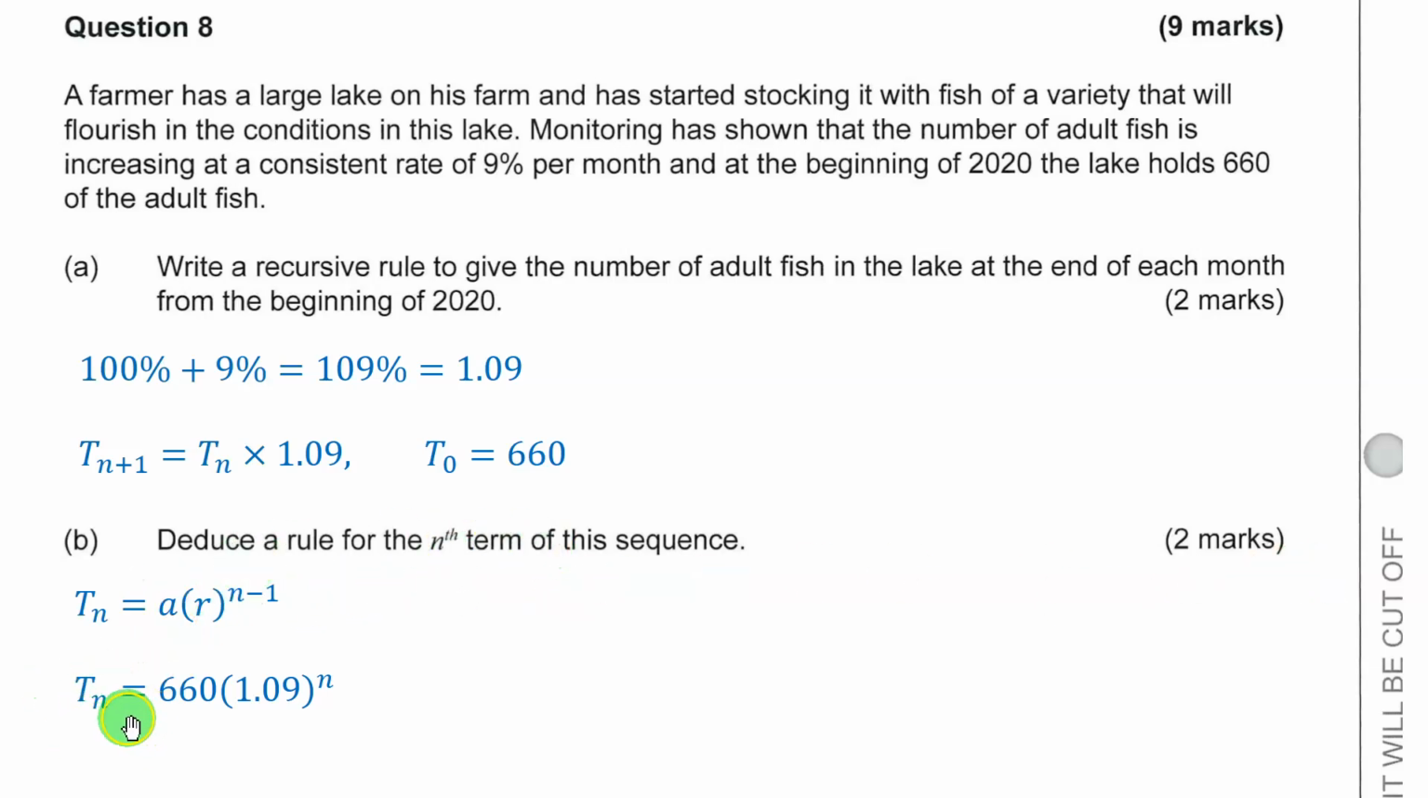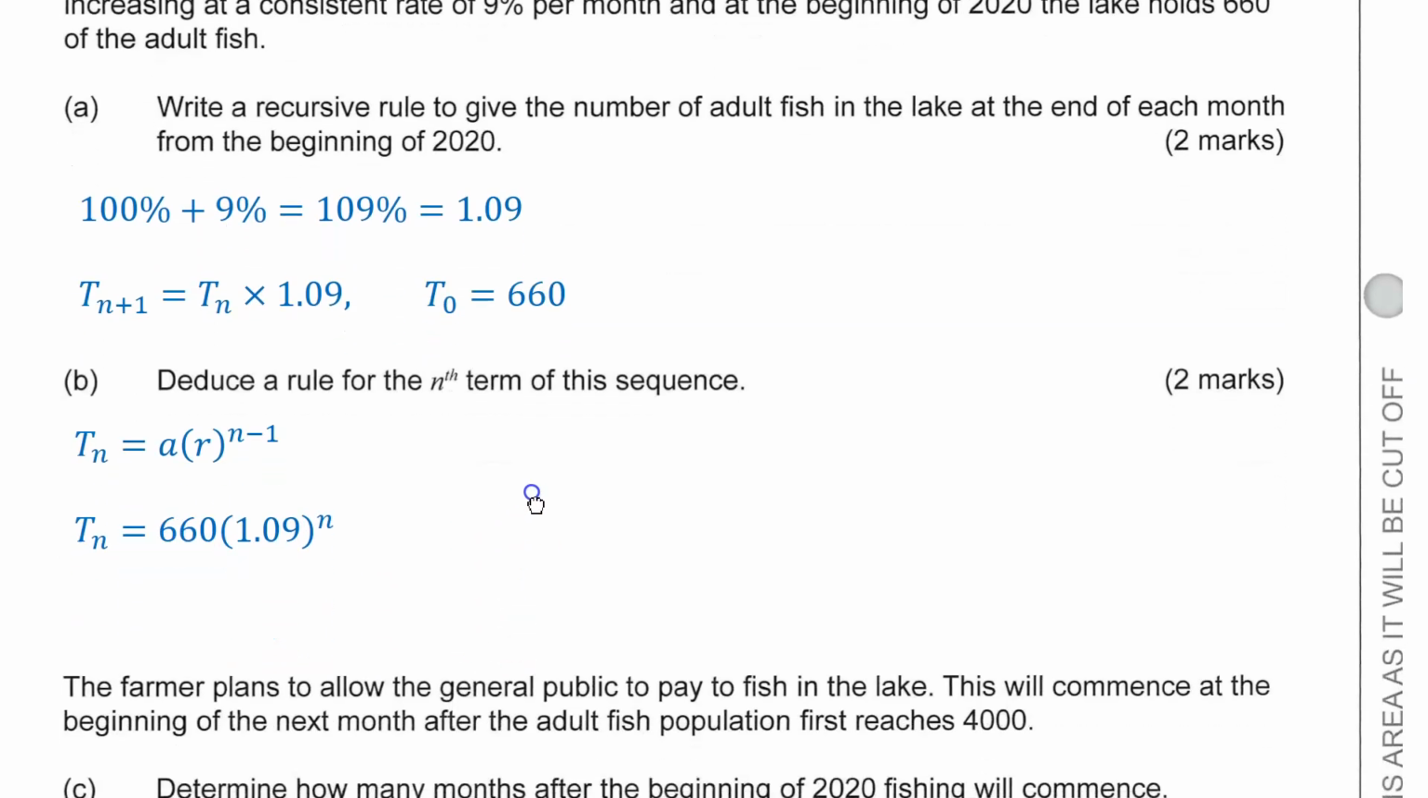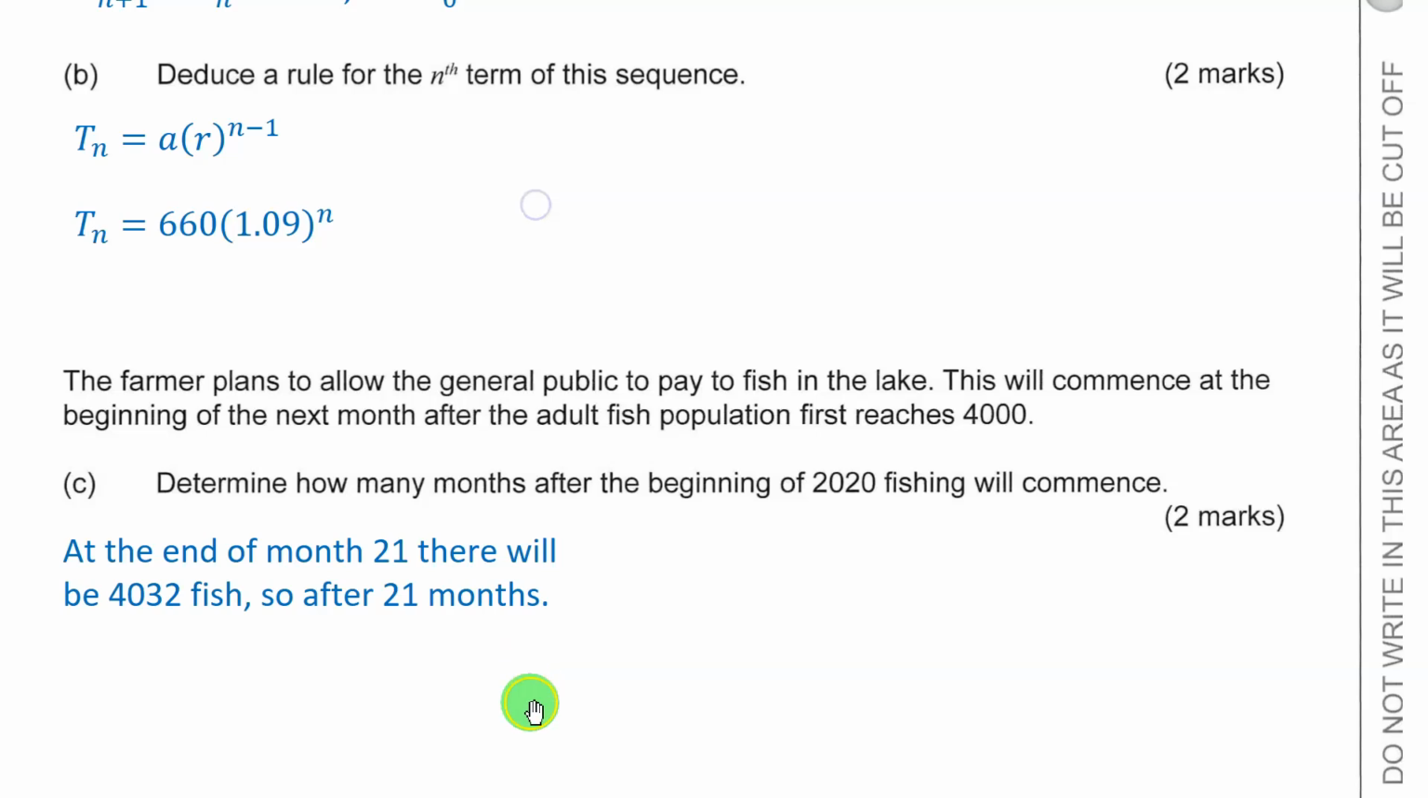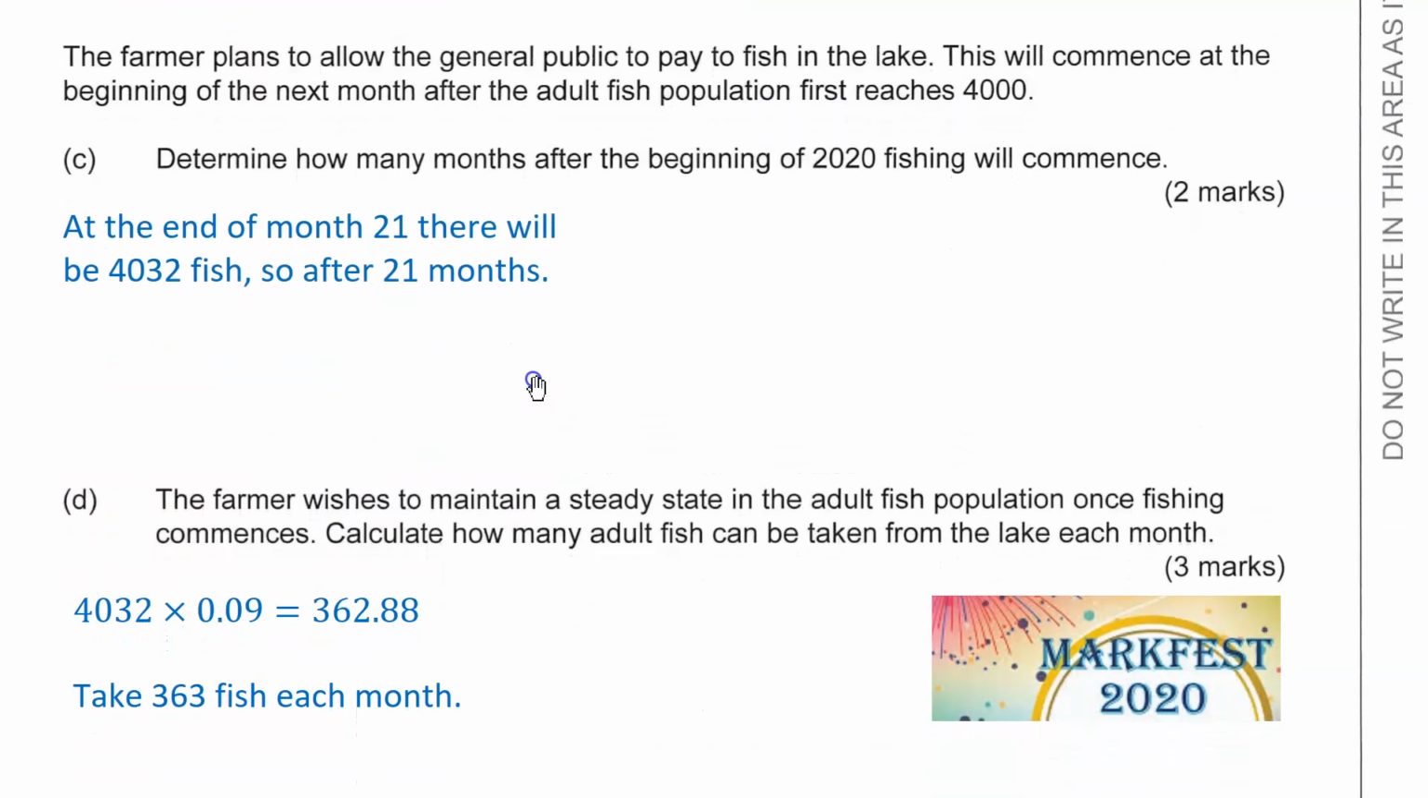The nth term is 660, the first term. The multiplier, the ratio is 1.09 to the power of n. So, so far so good. Then the next part of the question.